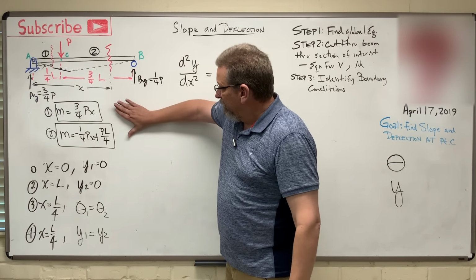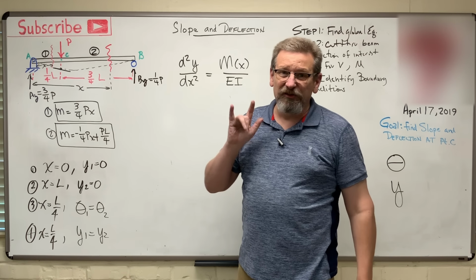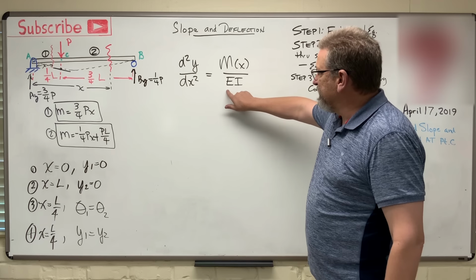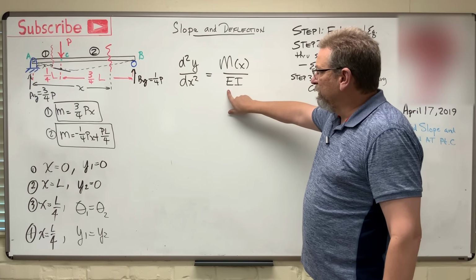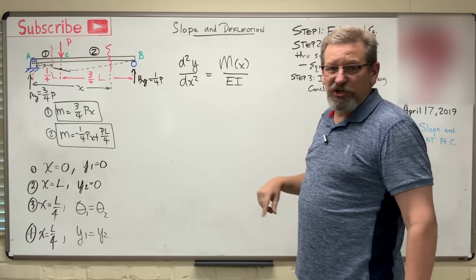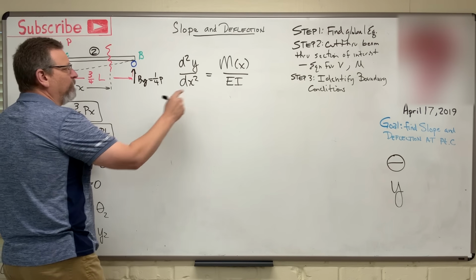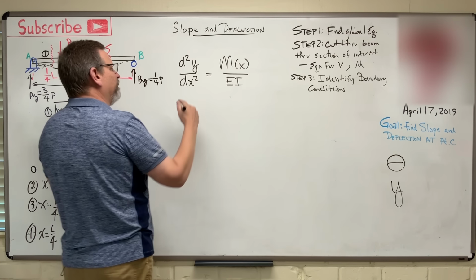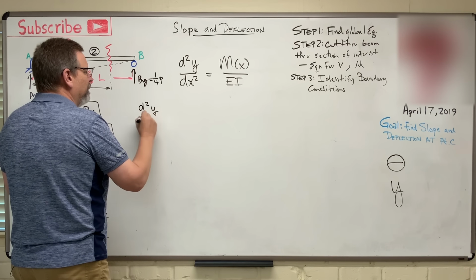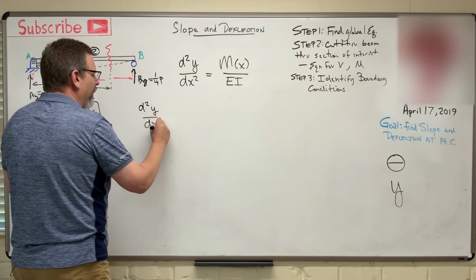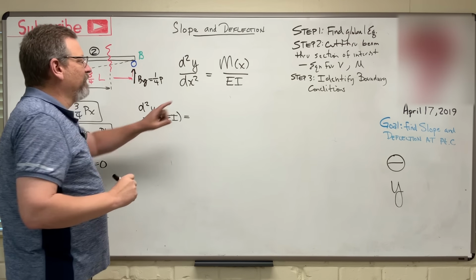We've got our moment equations, we've got our boundary conditions done. We're ready to start writing our equations, which is this guy here. So we're going to do this for section 1 and section 2. Let's see if we can write these equations. I'm going to move this EI to that side for a minute. So I get d squared y over dx squared times EI is equal to the moment equation.